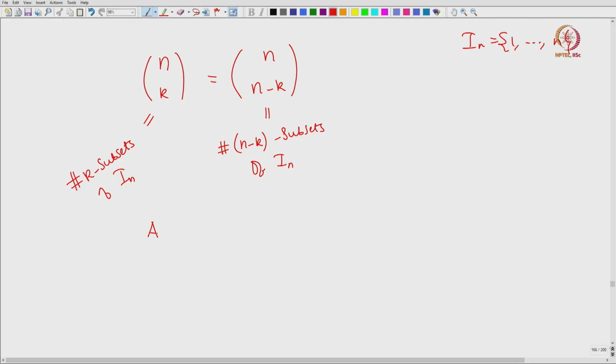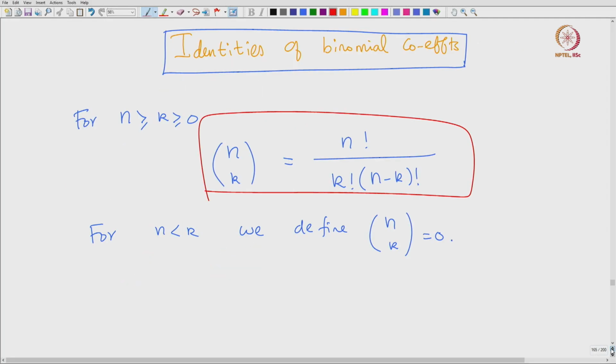You take a k-subset A and send it to its complement, I n minus A. If A is a k-subset, then it is clear that the complement will be exactly an n minus k subset, and this gives a bijection. This bijection establishes that the equality must be true, and it can also be directly checked using the formula. Maybe I will leave it to you to check.